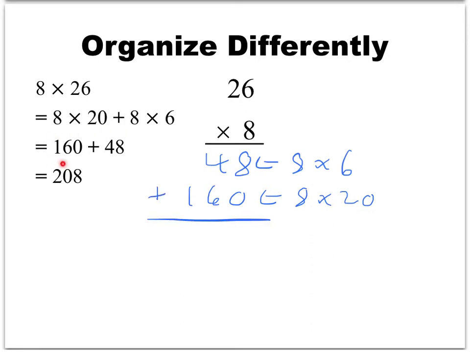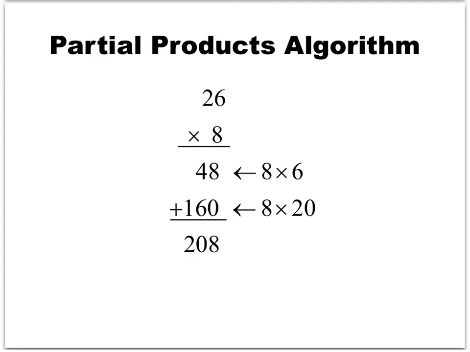That's what we did here in this step. And then we just do this arithmetic. There's 8, and 0, and 1, and 208. And so there's our answer. Okay, so we took this expanded form, just kind of rearranged things into this form right here. So this rearranged form is what we call our partial products algorithm.